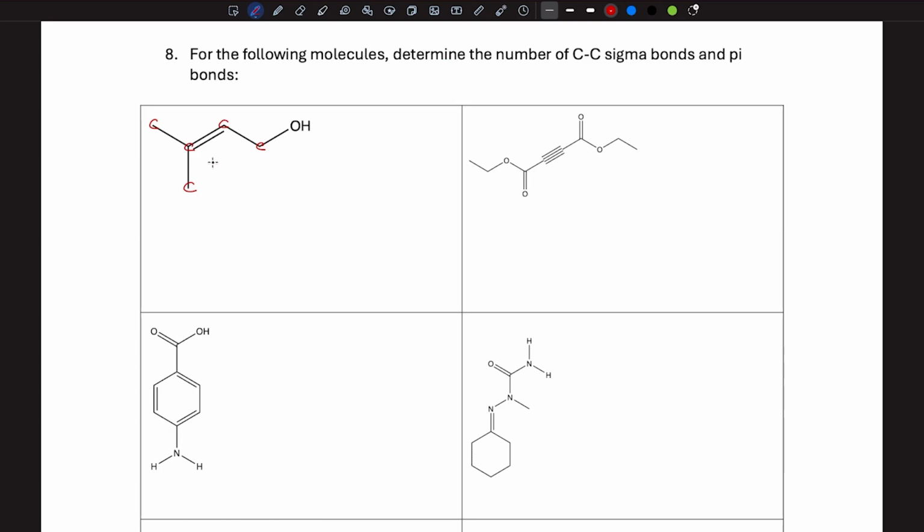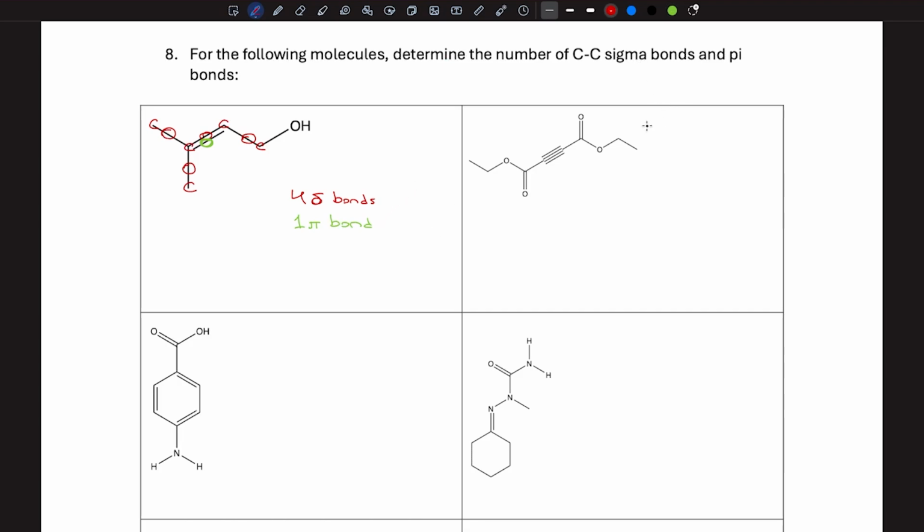And now every single bond is going to be a sigma bond. And so 1, 2, 3, 4. So I count 4 sigma bonds. And now pi bonds are only created by the double bonds between the carbons. And so the only double bond I see is this one. And so we'll only have one pi bond.